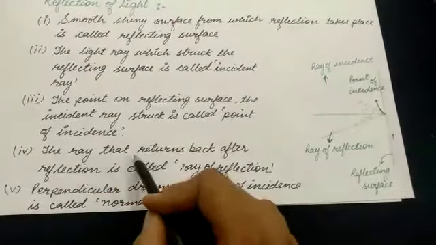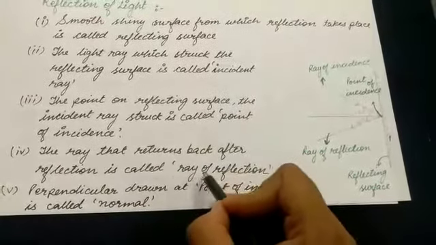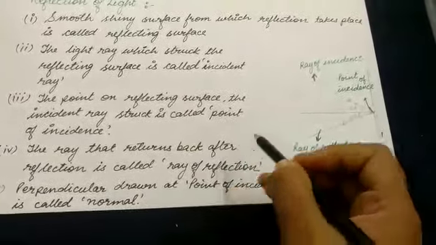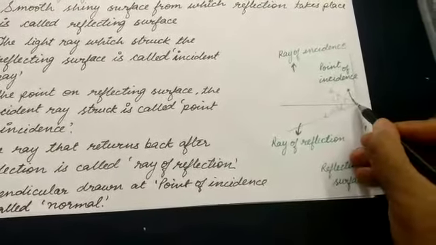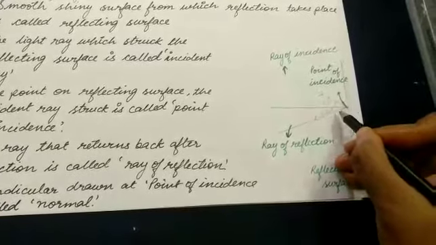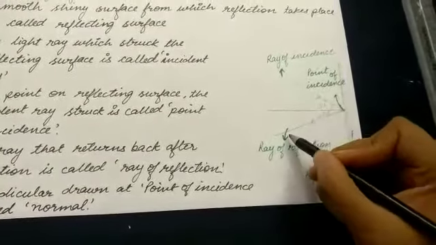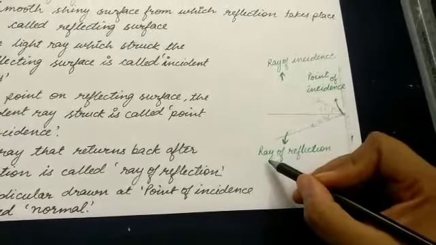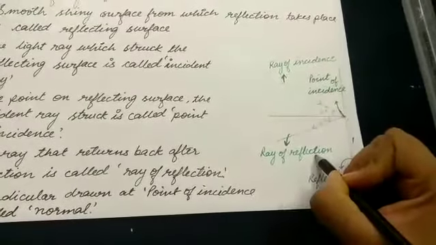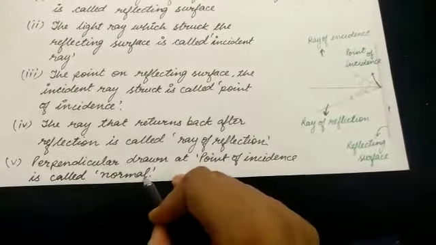The ray that returns back after reflection is called the ray of reflection. See here, after striking the shiny surface of the mirror, the ray of light is reflecting back or bouncing back. So this ray of light is called the ray of reflection. Okay, now the next term is normal.